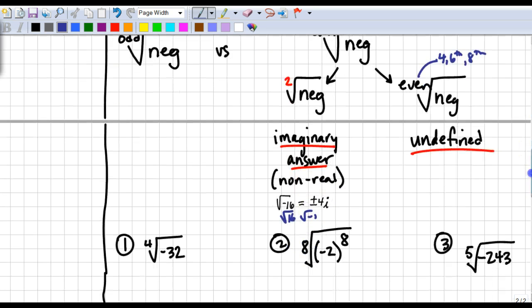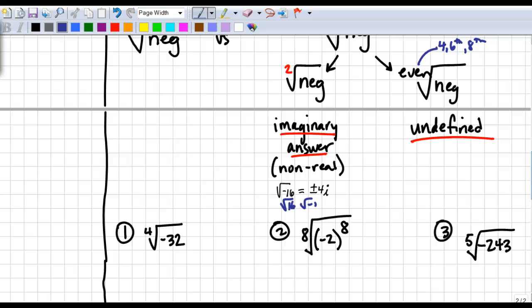So let's look at some specific examples in practice. So here we've got an even root, fourth root, of a negative number. So we'd be trying to find a number times itself 4 times that equals negative 32. If we chose a positive number, obviously we'd get a positive. If we chose a negative number, we would still get a positive. So on this one we would say it is undefined. There is no number times itself 4 times which would equal a negative anything. So this was an example of one of the undefined ones.